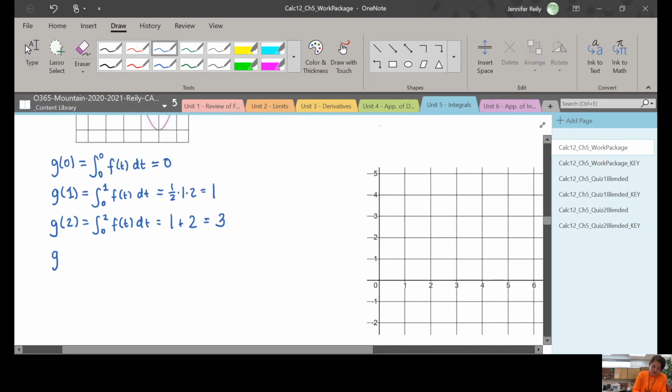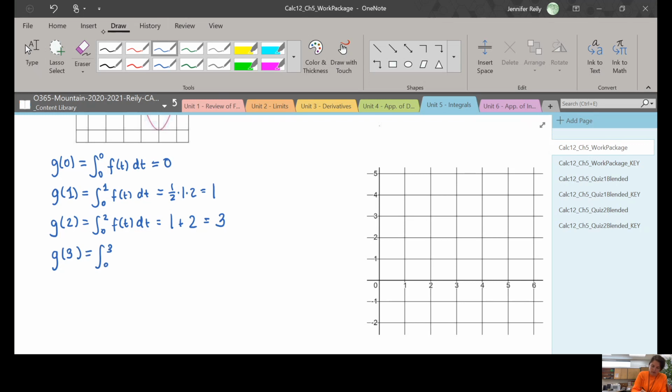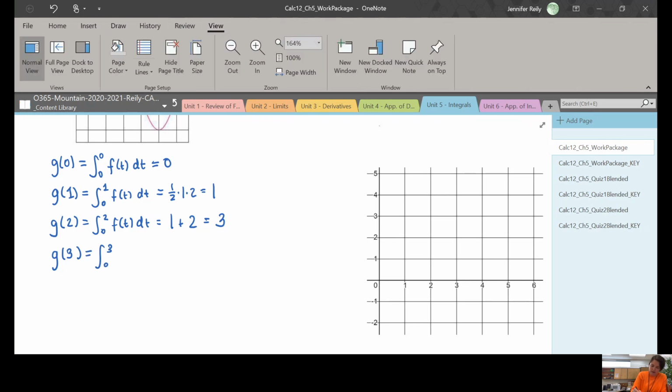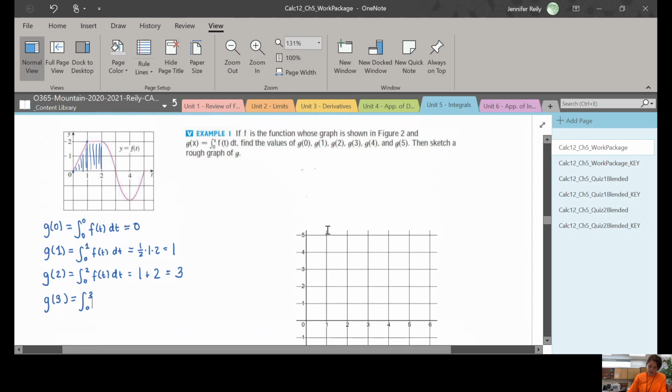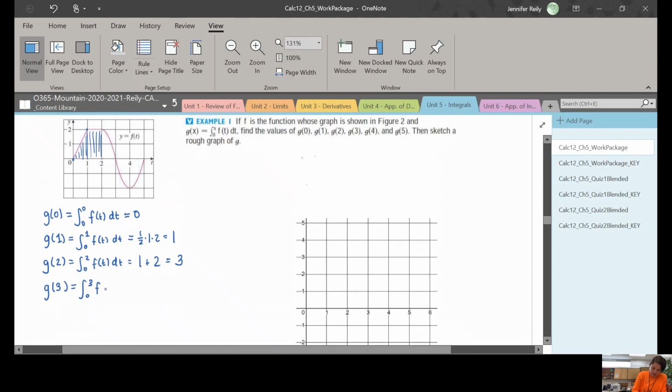G of 3, so from 0 to 3, I'll zoom out a little bit so we can see everything. There we go. The integral of f of t dt from 0 to 3: the previous area is already done, plus we're going to just estimate this as not an exact triangle, so I'll put a little squiggly line. But the area of that triangle would be 1 also. So I'll say it's about 4.